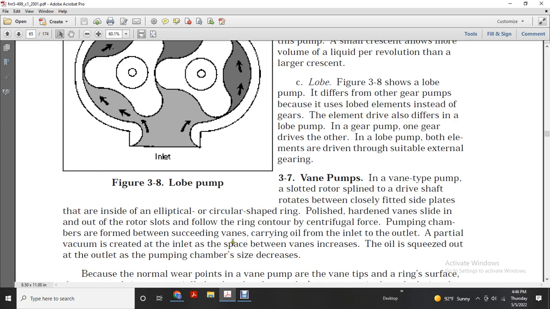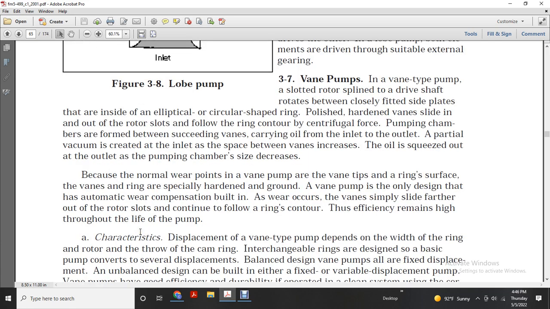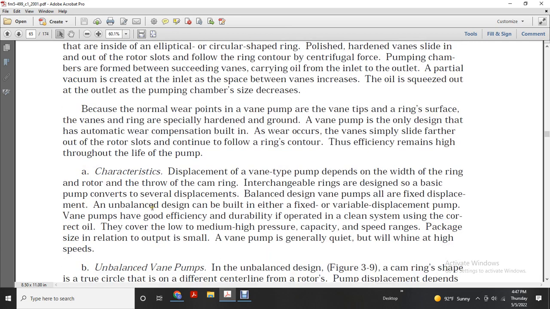A partial vacuum is created at the inlet space between the vanes, and the oil is squeezed out at the outlet as the pumping chamber size decreases. Because of normal wear of the vane tips of the pump, the vane tip and ring surface are specifically hardened and ground. The vane pump is designed so that automatic wear compensation is built in, whereas the vanes simply slide farther out of the rotor slot, continuing to follow the ring contour, so efficiency remains high throughout the life of the pump.